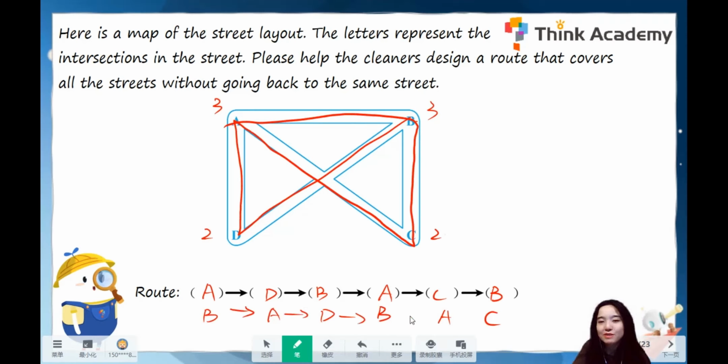I just demonstrated 2 different methods. The point is we should find 2 or 0 odd vertices, and then we need to start with the odd vertex.